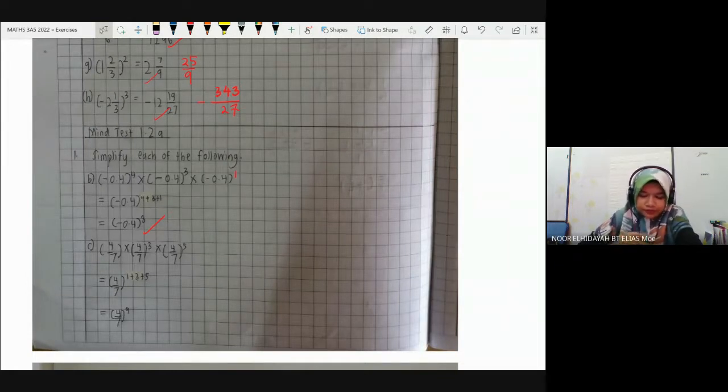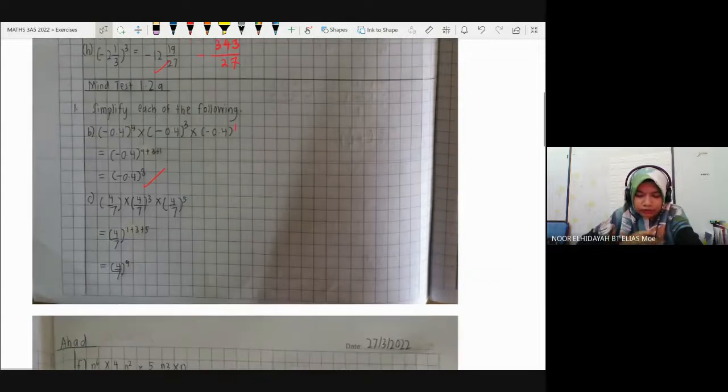Next. Masih lagi the same base, 4 over 7. This one you put power of 1. So 1 plus 3 plus 5 is 9. 4 over 7 to the power of 9.